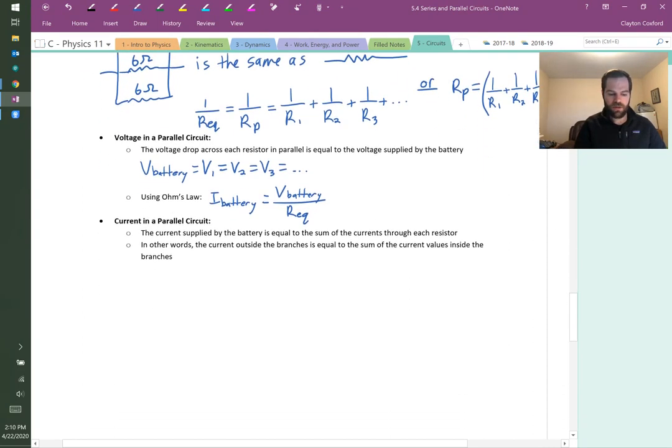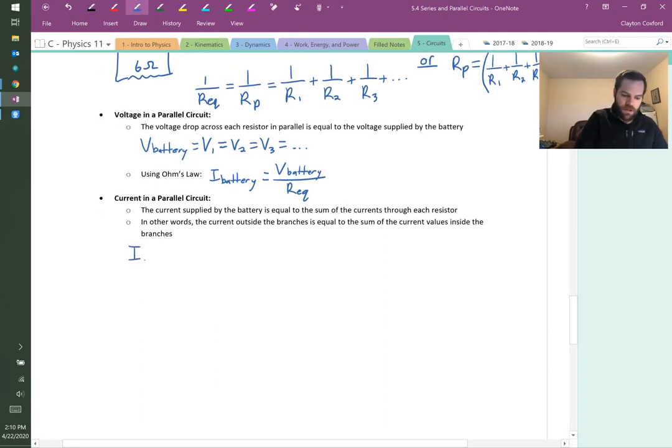Now a parallel circuit is a little bit different than a series circuit. In a series circuit, the current was the same everywhere. In a parallel circuit, it's not the same everywhere. In fact, the current supplied by the battery is equal to the sum of the currents through each resistor, or through each branch. The current through the battery is equal to the current through the first branch plus the current through the second branch plus the current through the third branch, etc.